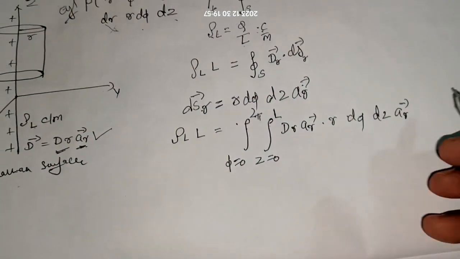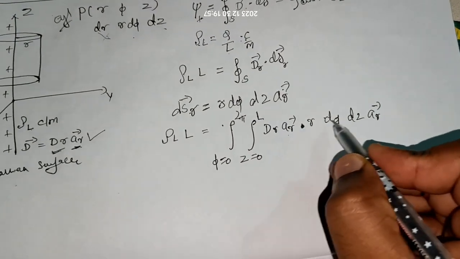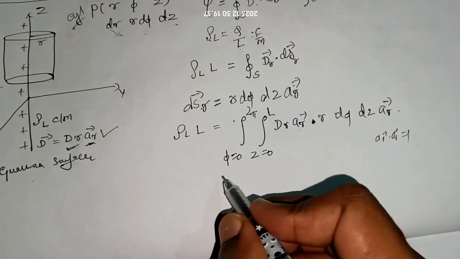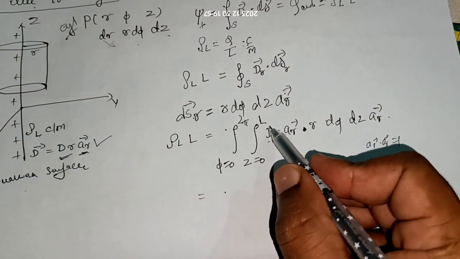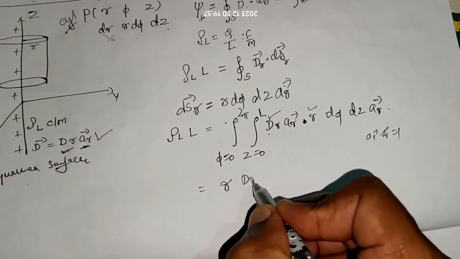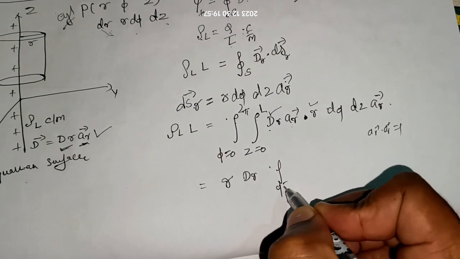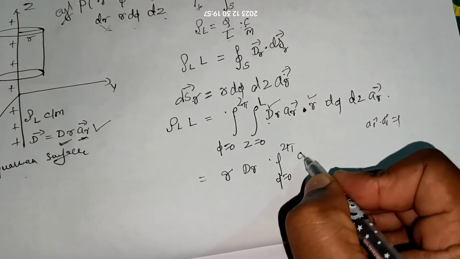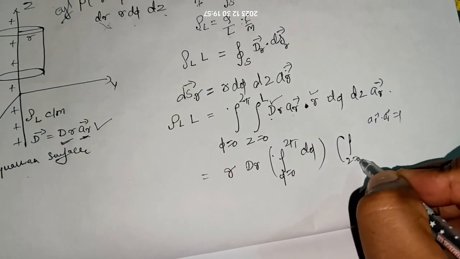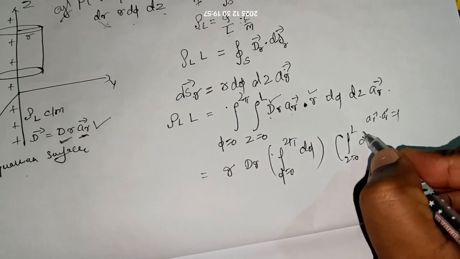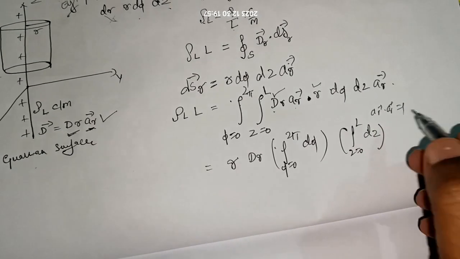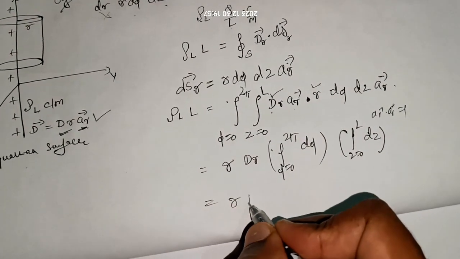Okay, so now here you can just look at aR. It is dotted with aR. We know that aR dot aR is 1. Meanwhile you can take the constants Dr and r out. So take r and Dr out. Write with respect to phi 0 to 2 pi, so here you can write d phi, and one more time write the integration 0 to L with respect to dz. So aR dot aR is going to 1. Now solve this, r Dr.